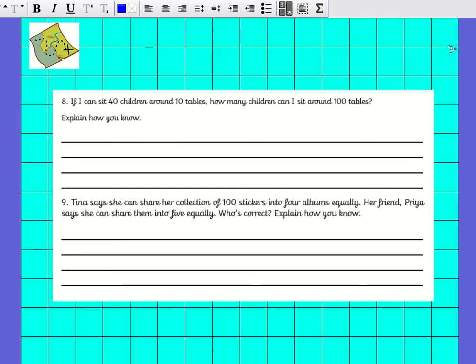Another similar question is number 9, and it says, Tina says she can share her collection of 100 stickers into 4 albums equally. Her friend Priya says she can share them into 5 equally. Who's correct? And explain how you know. So there's 100 stickers, and Tina says she can share them into 4 albums, but Priya says she can share them into 5 albums. Who is correct, and can you explain how you know, please?